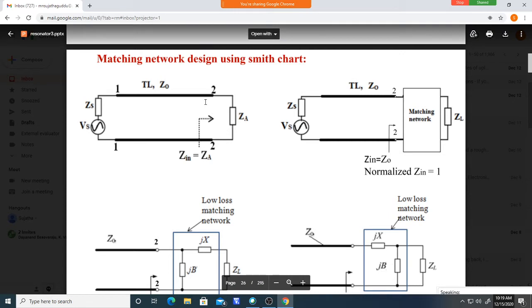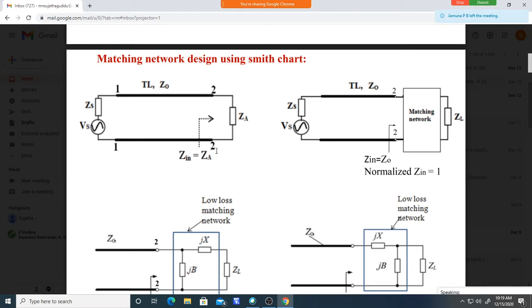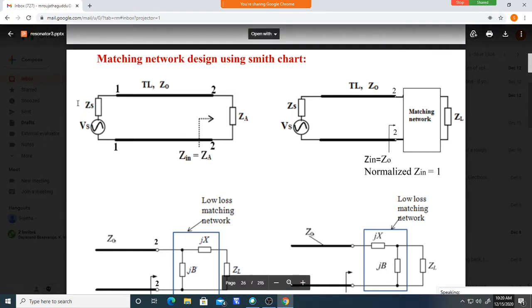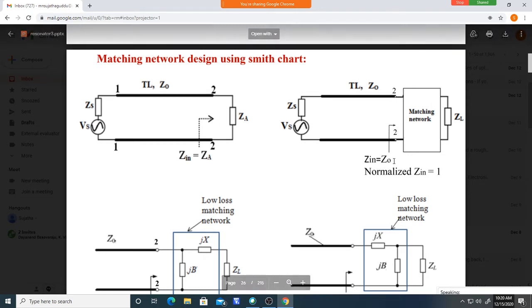Otherwise, if you do not connect an impedance matching network, the impedance is ZL. You are looking in this direction, the matching network is not there. What is Zin? Zin is equal to ZL. So maximum power will not be delivered from this source to terminal 2, that means to the network next to that. That's why we are changing the impedance looking in this direction to Z naught.